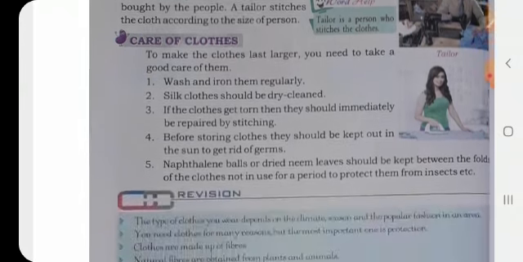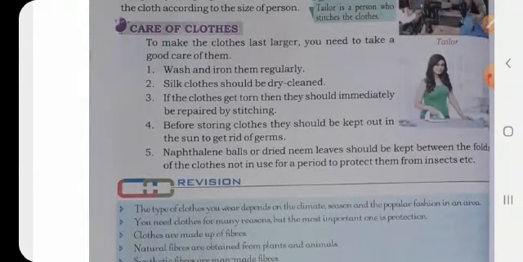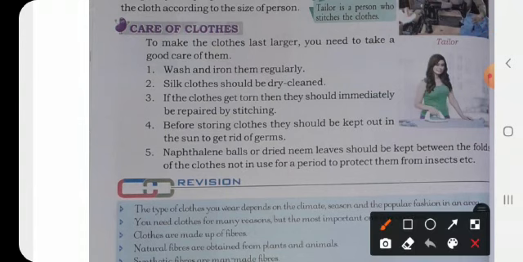clothes. Now, these clothes, after being woven and prepared, really need care. What kind of care should we give to these clothes? Wash and iron them regularly. Silk clothes should be dry cleaned. If the clothes get torn, then they should immediately be repaired by stitching. Before storing clothes, they should be kept out in the sun to get rid of germs. And finally, naphthalene balls or dried neem leaves should be kept between the folds of the cloths so that they are protected from insects.